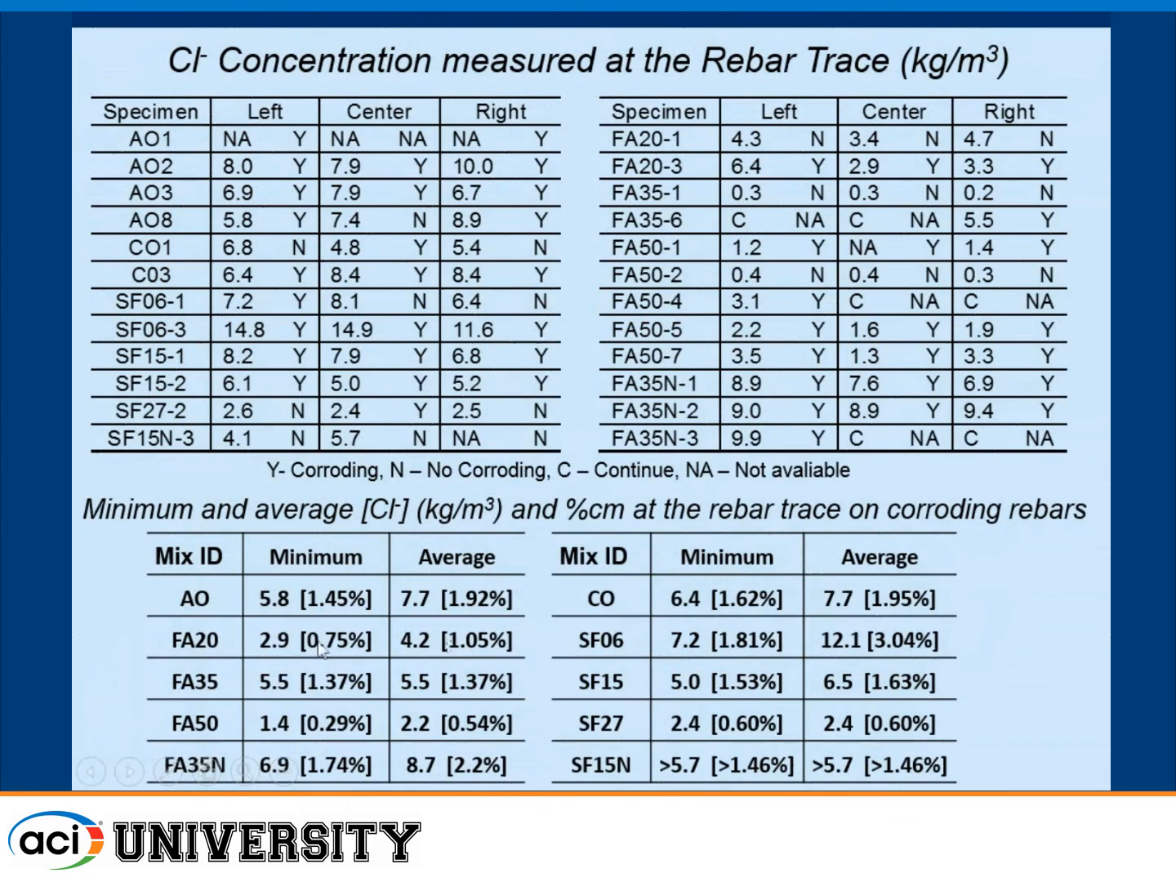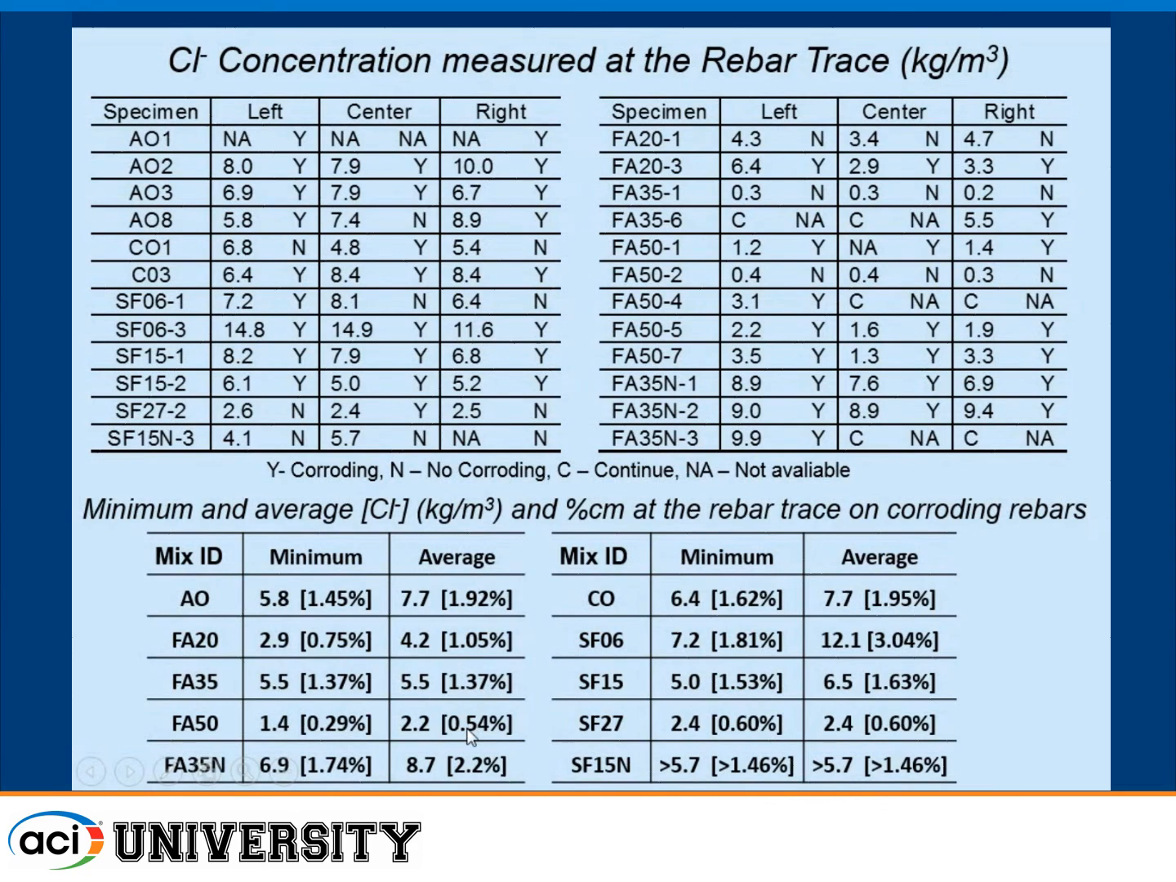And what we found is that, if we verified that corrosion indeed took place, and only considering those where corrosion was verified, then we found either the minimum value or the average value. So you can see that for the OPC the minimum was 1.45, whereas the average was 1.92. Interestingly, for fly ash, if you look just at the minimum, it went from 0.75 to 1.3 to 0.29. If you look at the average, that range is between 1, 1.3, and 0.5.